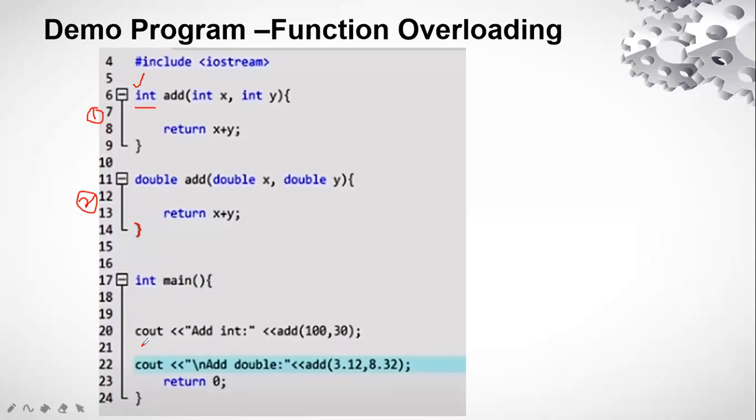So we are going to write cout, add integer. This is the sign we are going to use for printout. So add 100 comma 30. When I write 100 comma 30, it is clear that I'm going to call the first function. And when it is defining add double, it will give you add double, add 3.12 and 8.32. It is going to execute this particular function and then return 0.